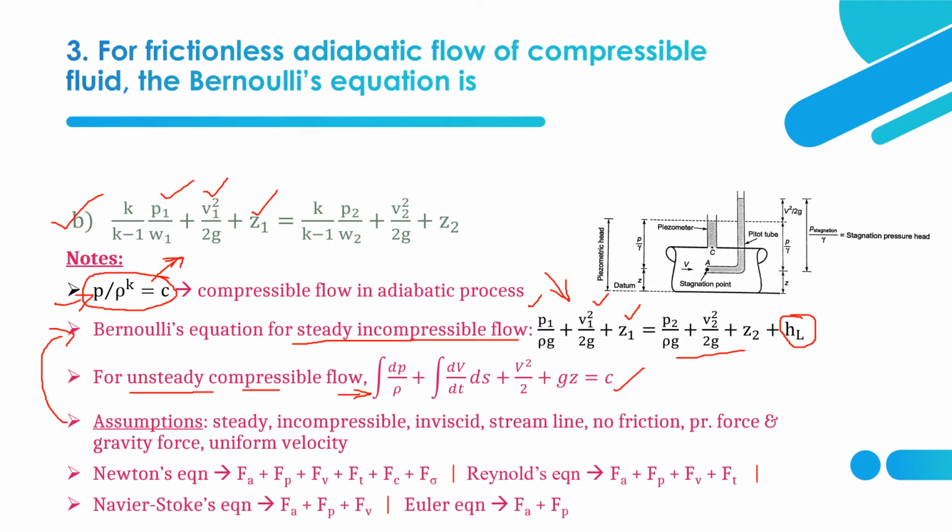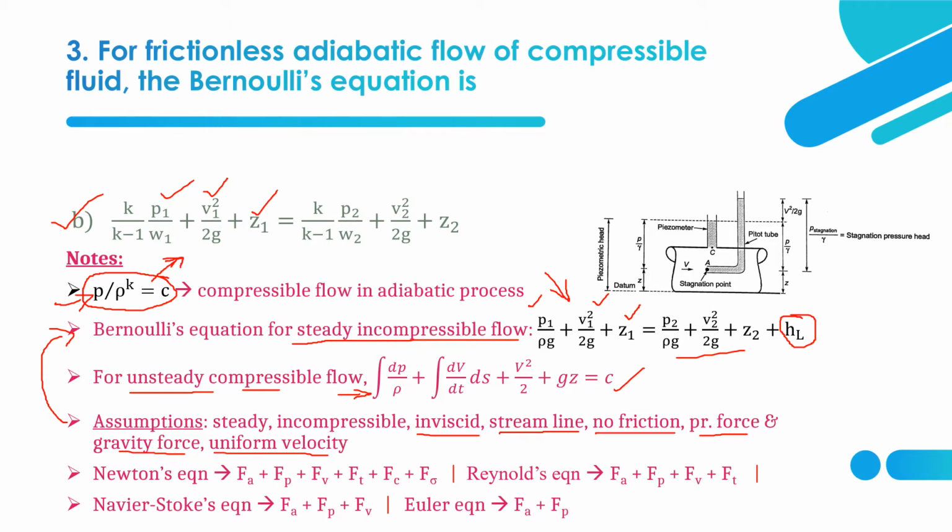So the assumptions are steady, incompressible, inviscid, that means non-viscous fluid, and the flow happens along a streamline, and friction is absent, and only two forces are taken into account. What are those? Pressure force and gravity force. And velocity is said to be uniform. That should not be non-uniform velocity. So these are the major assumptions in arriving at the steady incompressible flow Bernoulli's equation.